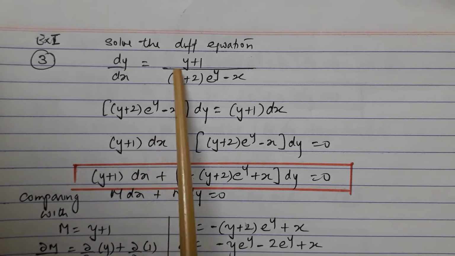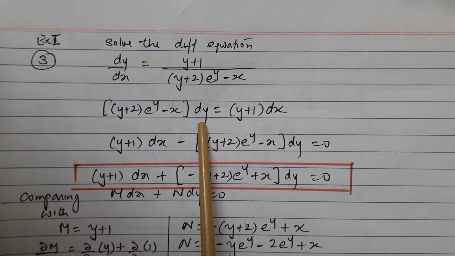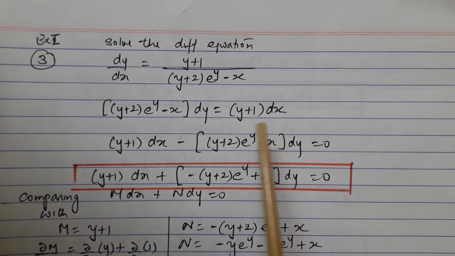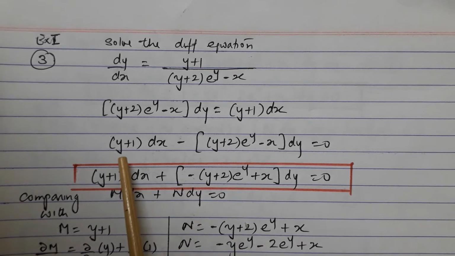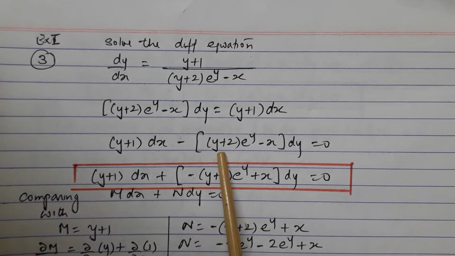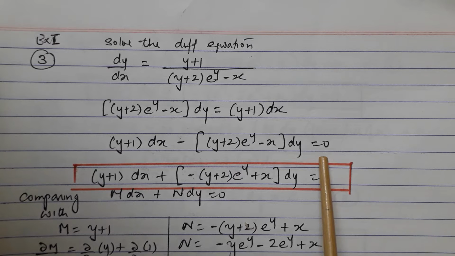So first let us cross multiply. This would be (y plus 2) e raised to y minus x dy equals to (y plus 1) dx. Let's rearrange this and we will get (y plus 1) dx minus (y plus 2) e raised to y minus x dy is equal to 0.